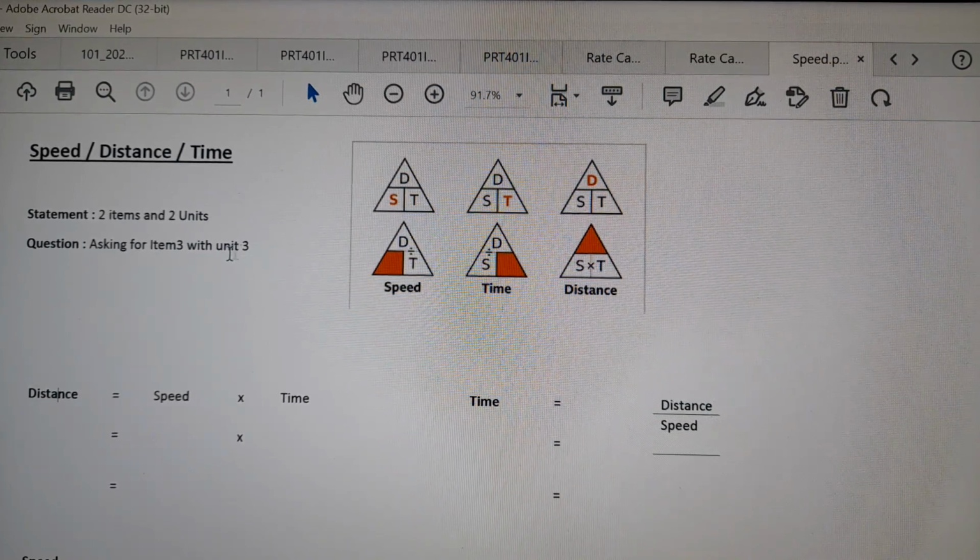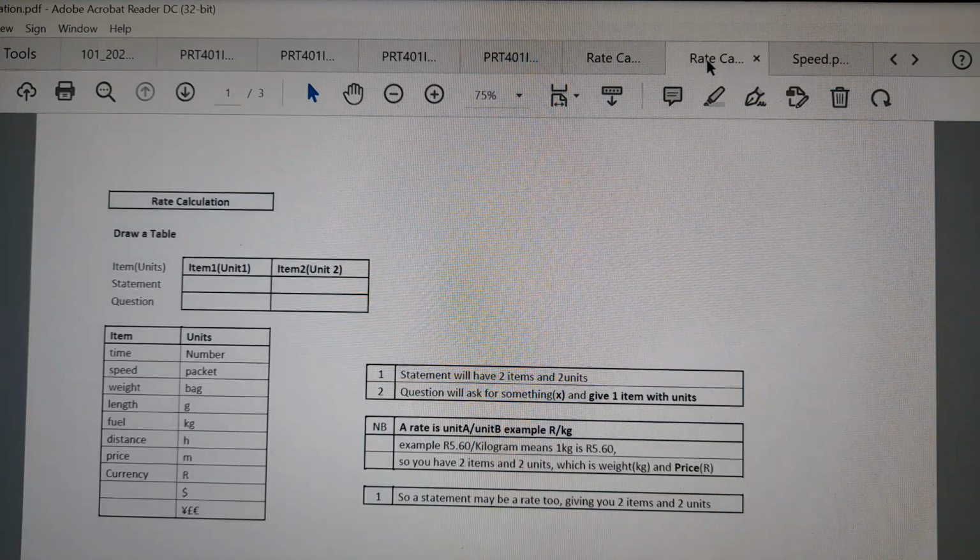Okay, now let's go to rate calculation. We have done this, it's a revision. So rate calculation, I said the first thing you have to do is draw the table. Your table must have item 1 with units, and it must have item 2 with units. Now I have written a list of what can be items and what can be units. Not only these, it can be many more.